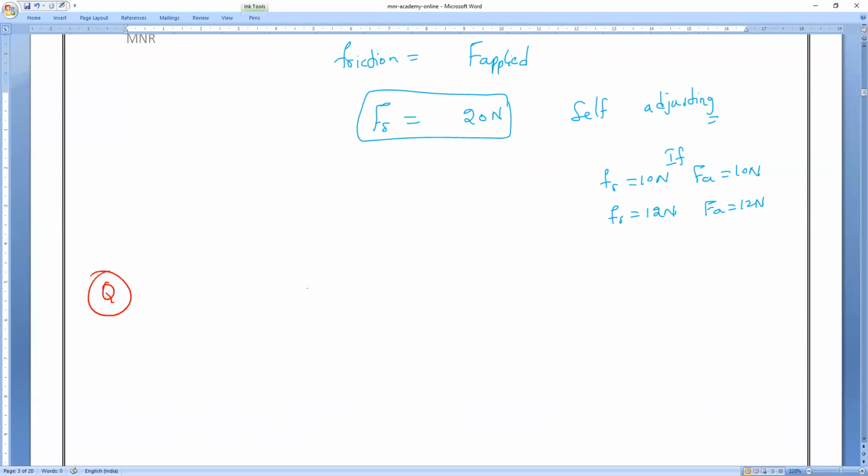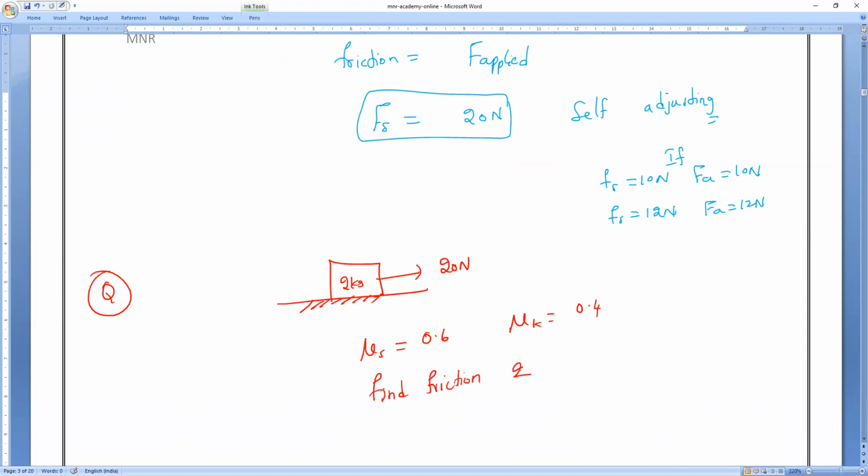So next question, everybody. I'll draw the question. You should finish it. You should say whether it is static friction or kinetic friction. So, 2 kg, applied force is 20 newtons. The coefficient of static friction is 0.6. The coefficient of kinetic friction is 0.4. Find the friction as well as the acceleration.